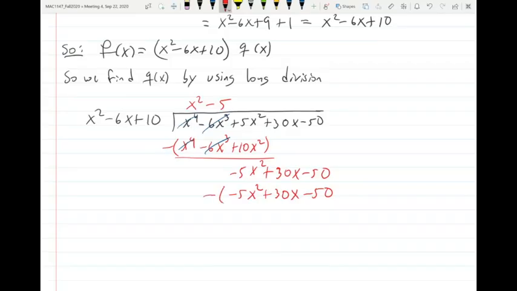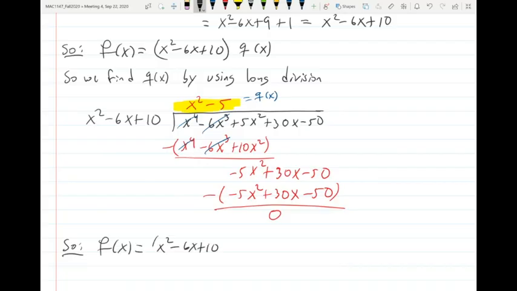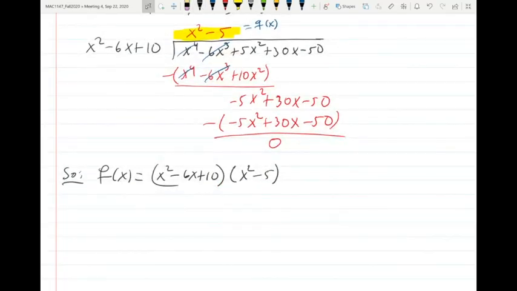Remember, we know that we're going to get 0 because we know that x squared minus 6x plus 10 is a factor, okay? In fact, by doing this, we are making sure that we did not make a mistake, okay? But why did we do this? Because now this guy right here is our q, right? That's the quotient. So this right here is our q of x. So f of x equals (x squared minus 6x plus 10) times (x squared minus 5). And now we can immediately see that the other two zeros that we're missing are plus or minus square root of 5, right?